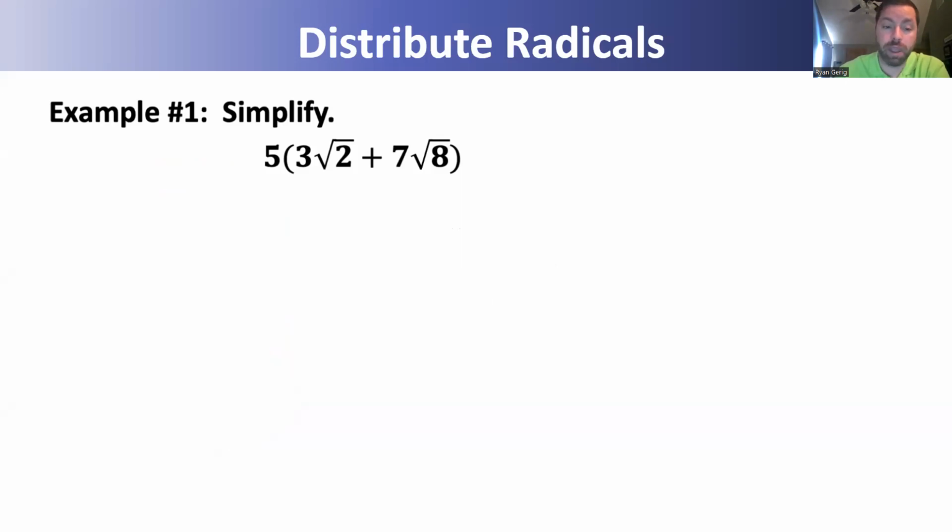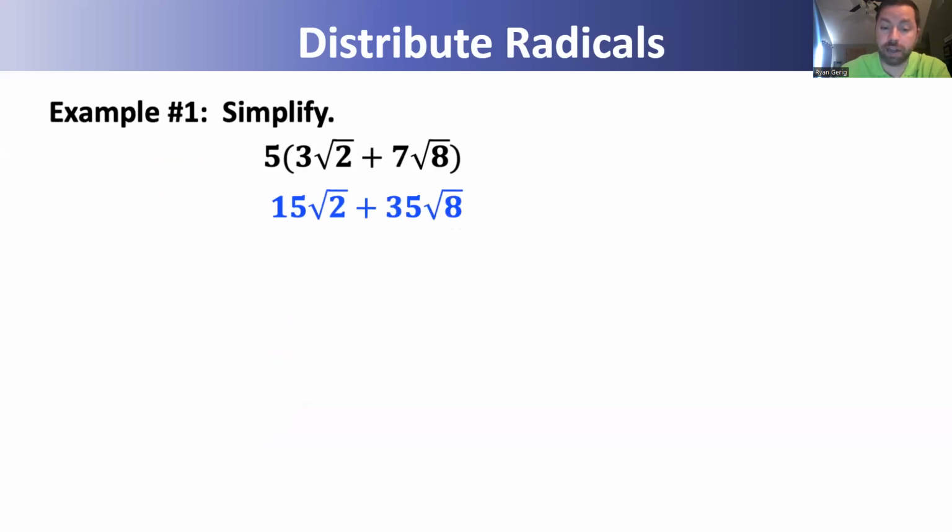So here we go. The 5 is not under a radical, so it can only multiply with the stuff outside the radical. So outside goes with outside, inside goes with inside. Kind of a rule of thumb to remember as you do this. So 5 times 3 is 15. Can't do anything with the radical 2. 5 times 7 is 35. Can't do anything with the radical 8.